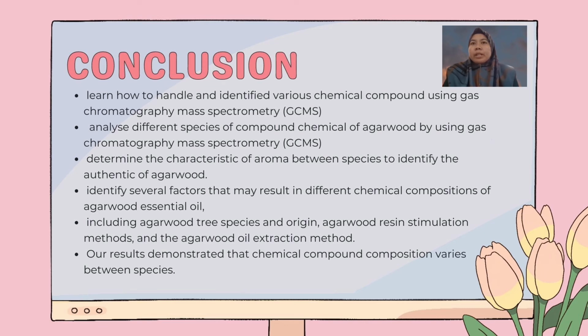Today I'm going to give a conclusion about the analysis of chemical compounds of agarwood oil from different species by gas chromatography mass spectrometry, GCMS. In conclusion, we have successfully learned how to handle and identify various chemical compounds using GCMS, analyze different species of chemical compounds of agarwood using GCMS, and determine the characteristic of aroma between species to identify the authenticity of agarwood.